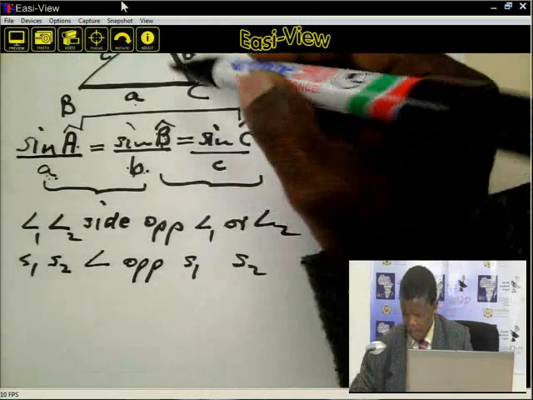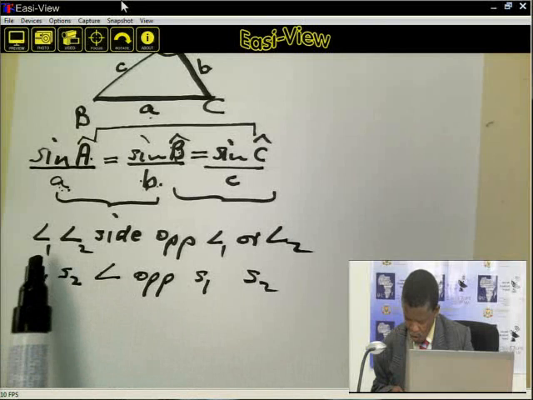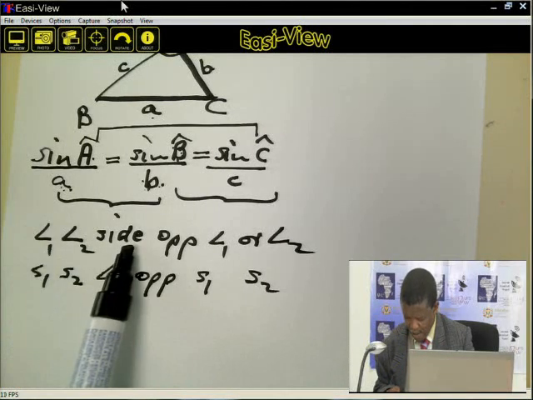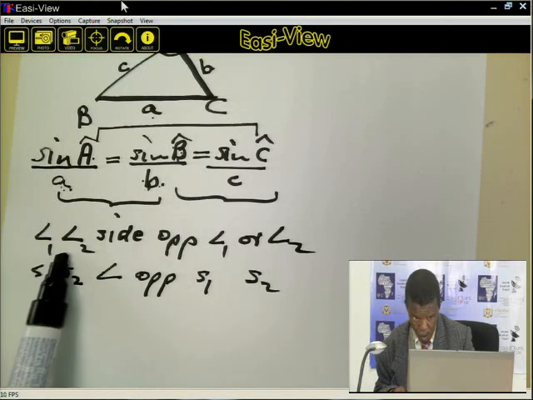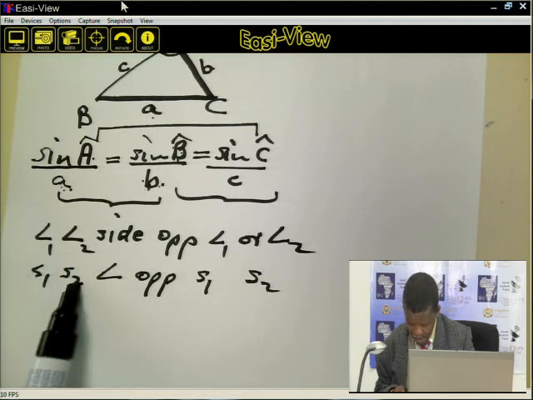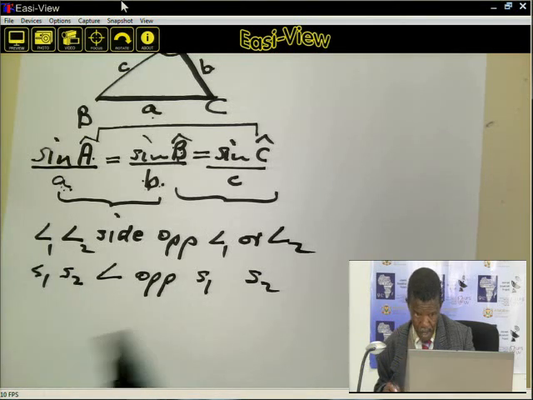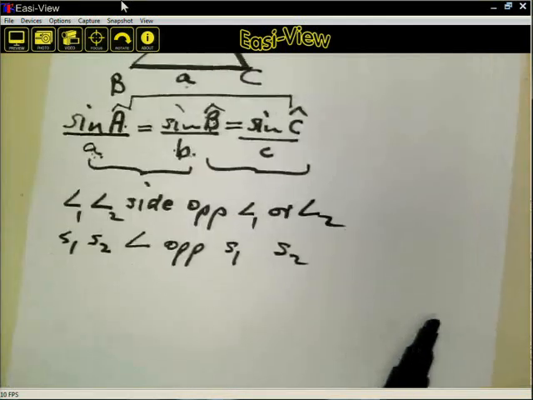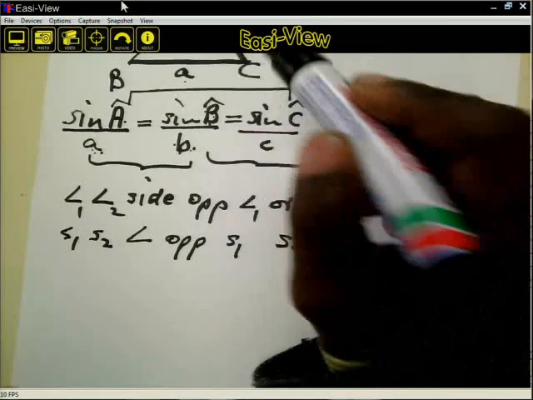Now, that is what the sine rule says. So you must have 2 angles and a side opposite one of the angles, or 2 sides and an angle opposite one of the sides. Then you can use the sine rule. What about the cosine rule? I'll use the same triangle.